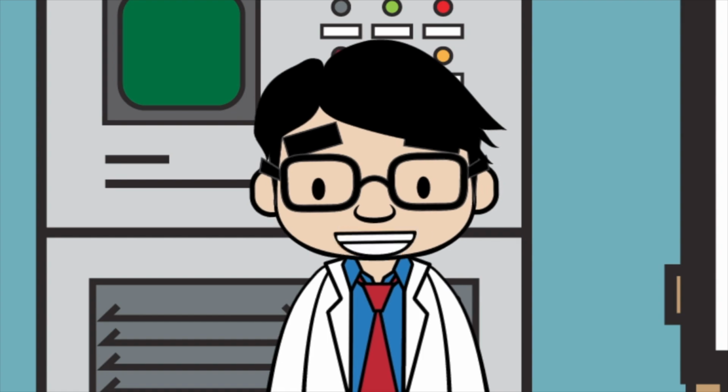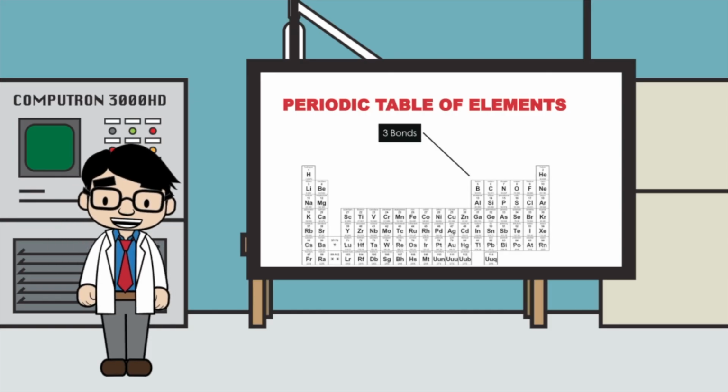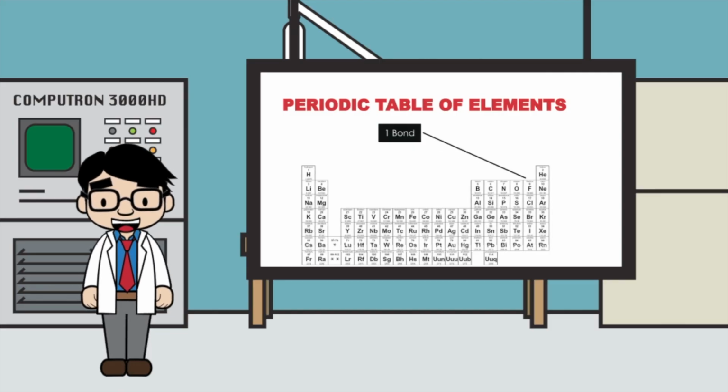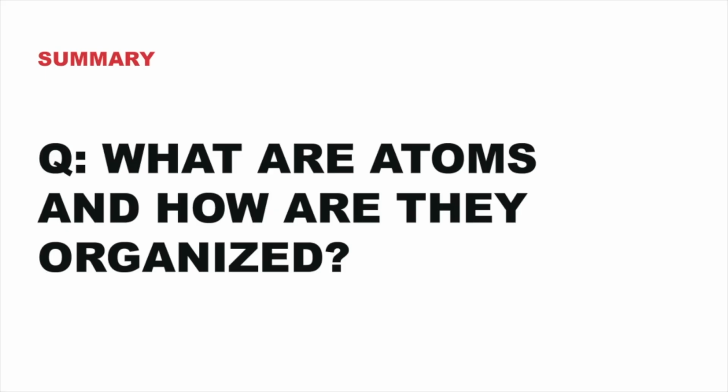Additionally, atoms are placed in columns based on the number of bonds they can do. The first column can do 1 bond, then 2, then 3, then 4, then 3, then 2, then 1, and the last column can do 0 because it has 0 single electrons. Now you're able to answer the question, what are atoms and how are they organized?